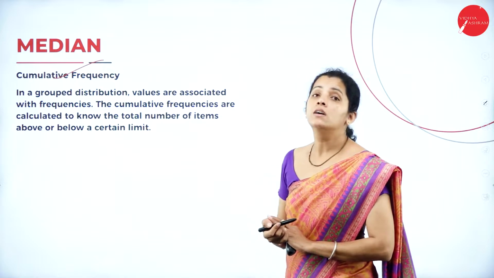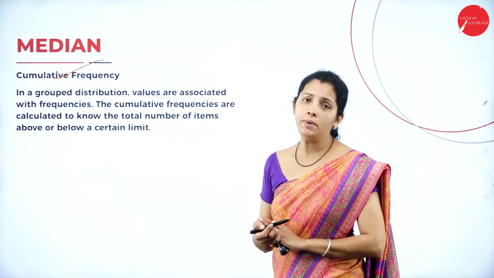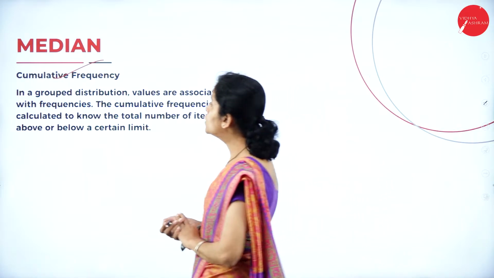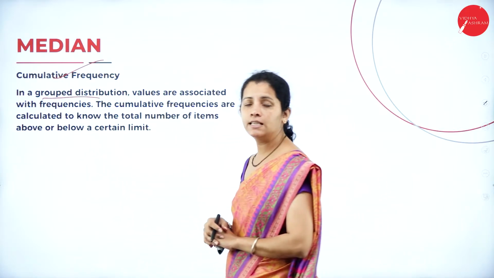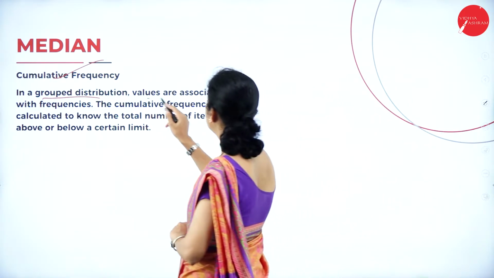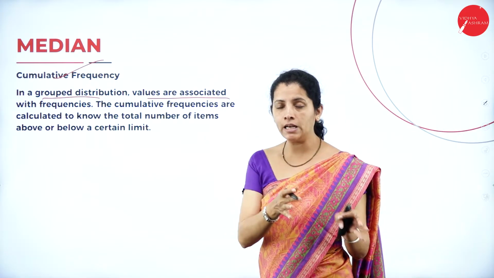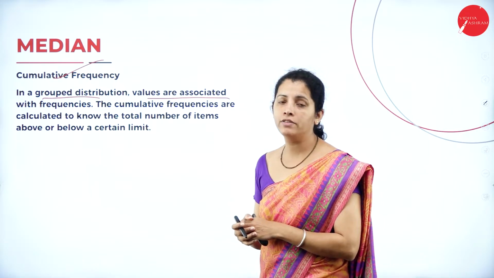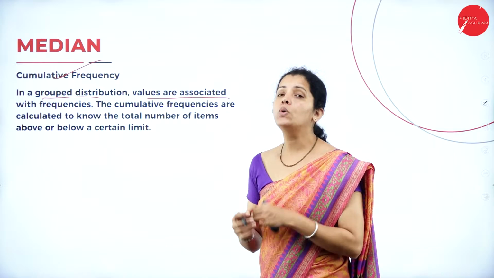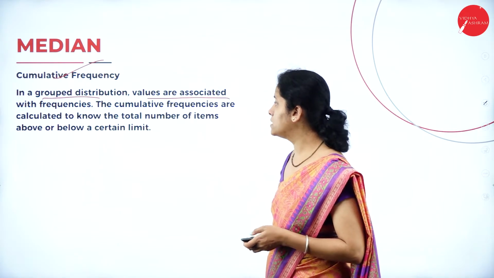Another type here is cumulative frequency. So if I consider cumulative frequency, I'm going to have group data. A group distribution, in the sense all the data are aligned, and values are associated with frequency. So I have the group of data, along with that the frequency, and I want to add the frequency in order to get cumulative frequency.